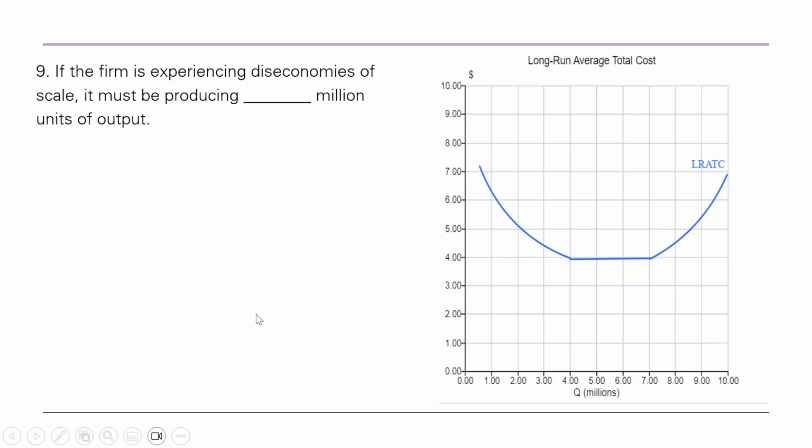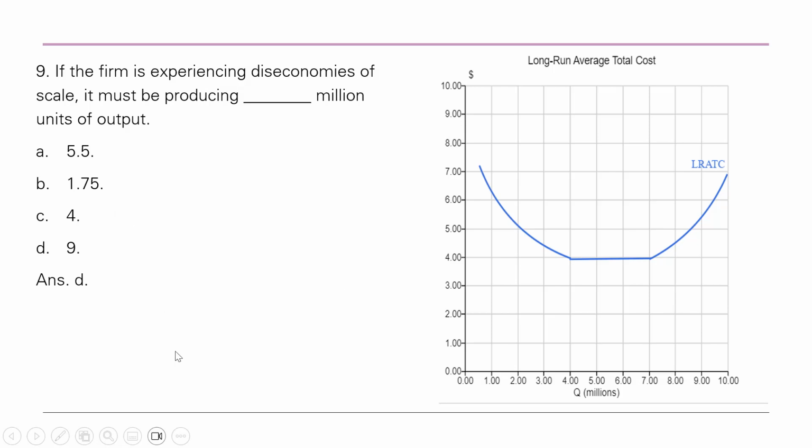And question 9, if the firm is experiencing diseconomies of scale, it must be producing blank million units of output. Diseconomies of scale is this far right section of the long run average total cost, where the long run average total cost slopes upwards. So the output in this range then would be consistent with diseconomies of scale. And our answer choice here is going to be D, 9 million units of output.